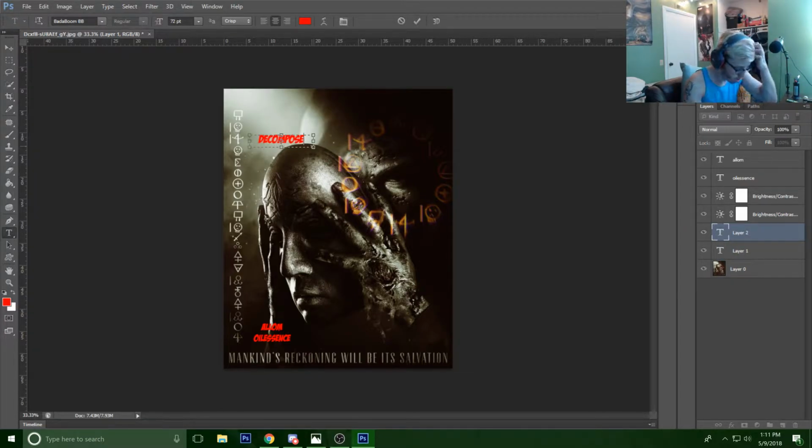Decompose. Alright, so we got decompose right there. Hydrated double sulfate. This one is aluminium. So it's a salt made from aluminium.